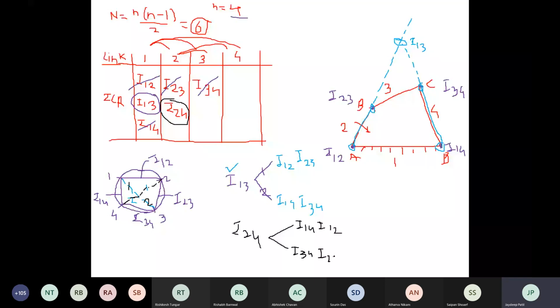Now come to the configuration diagram. See the I14, I12. Where is I14? Here is the I14 and here is the I12. Okay. Now join this and extend on both sides. Okay.